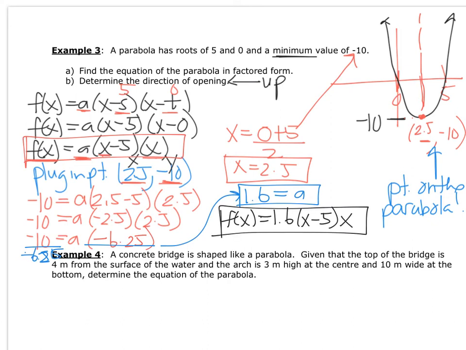Now back to B. B said determine the direction of opening. We had said it was up, and look, we're totally right. We're so smart because a is positive, therefore it opens up.